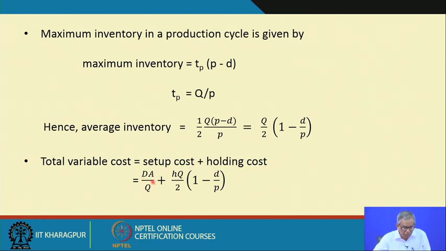So the setup cost is given as capital A per setup, and how many setups you have, that is capital D by Q. What is capital D? Capital D is the annual demand, and Q is the production quantity. So D by Q into A plus Q by 2 into 1 minus D by P is the average inventory, and you incur a holding cost of H per unit per year. So that's why it is multiplied by small h.